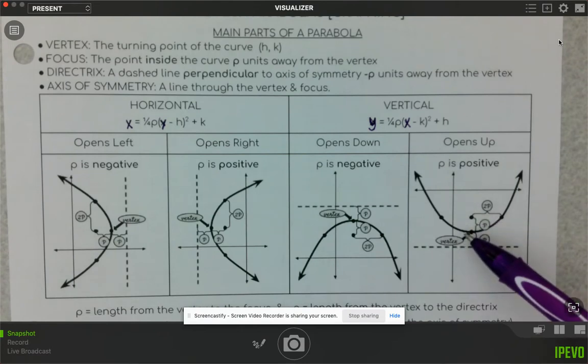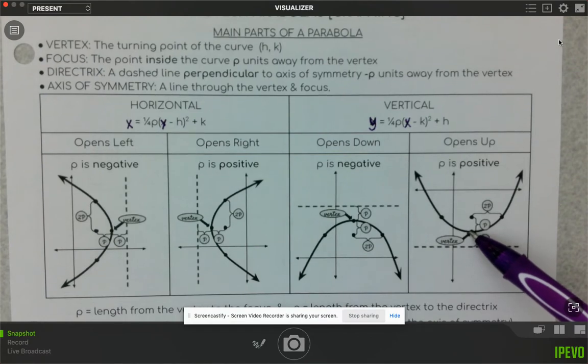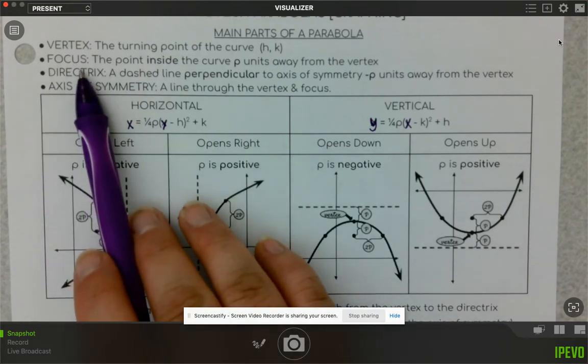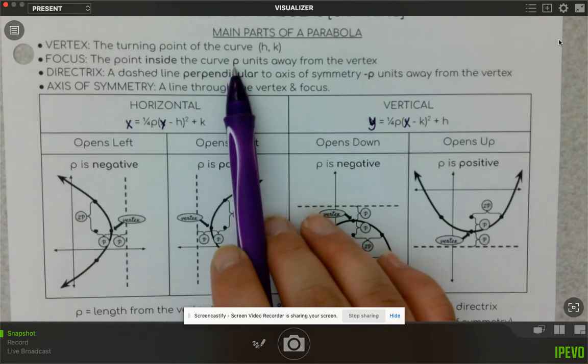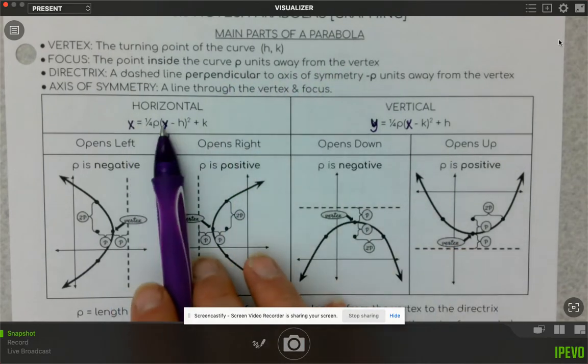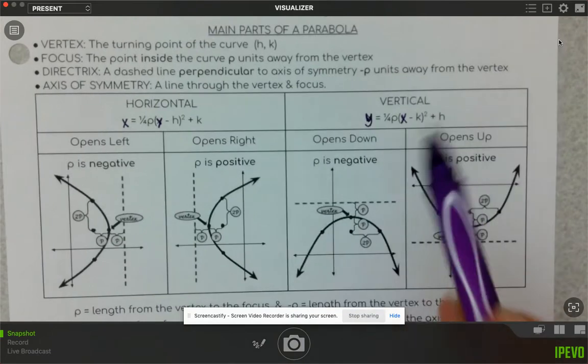I know that she said that the focus is kind of like the center. We're going to say that the vertex is almost like the center here. She was just referring to it as the fact that the points are equidistant. The focus is the point inside the curve that is p units away from the vertex. And p is part of the equation. I'll talk to you about that in just a second.